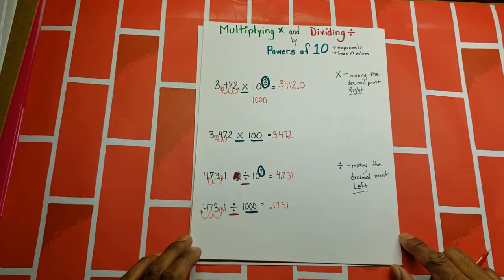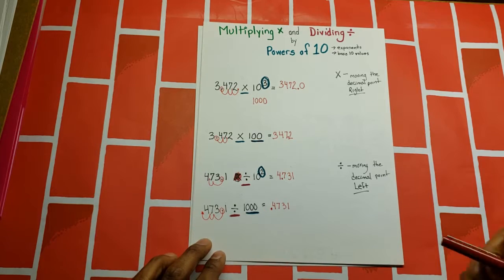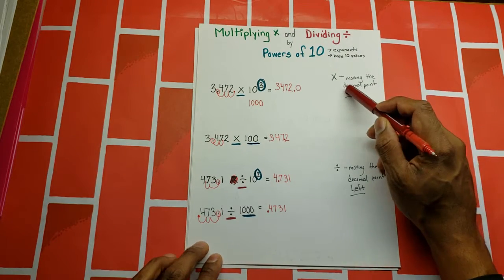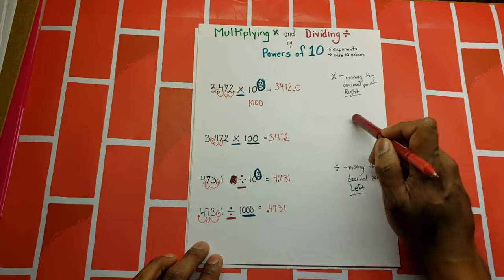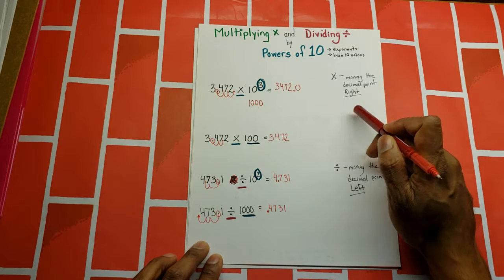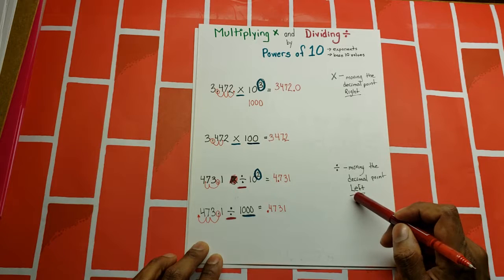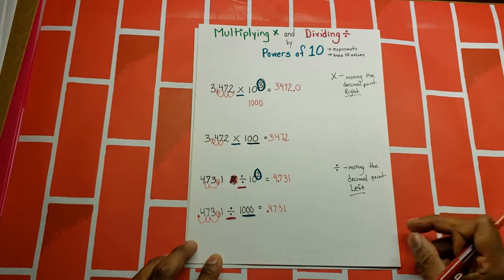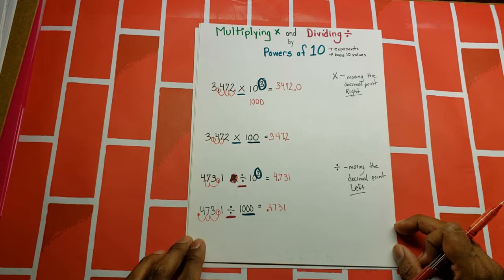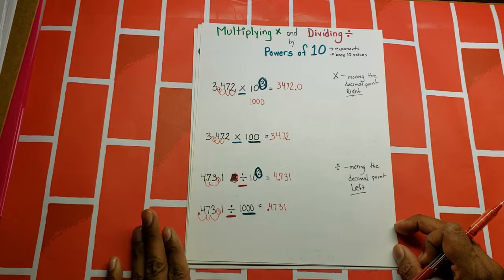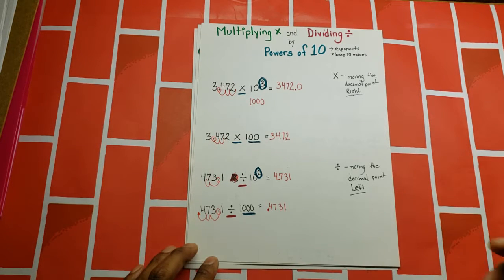So again, similar procedures, but the crucial thing is knowing the direction of the decimal movement. Multiplication, we're moving our decimal point to the right. Division, we're moving our decimal point to the left. I hope this clears up any confusion when multiplying and dividing by powers of 10.